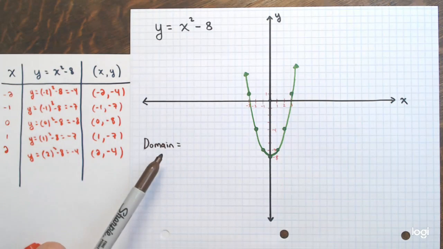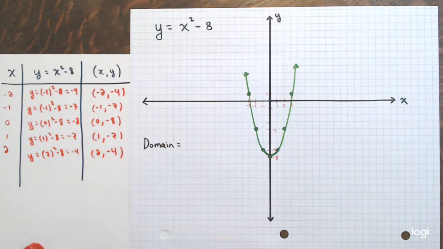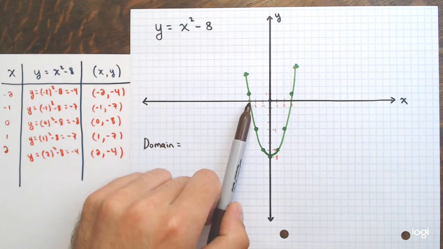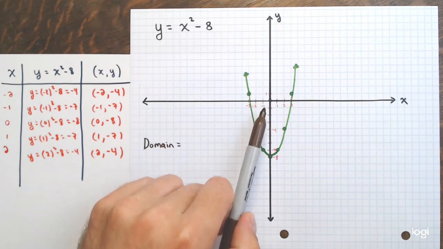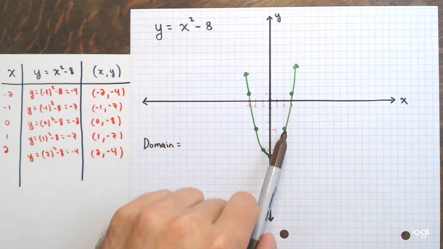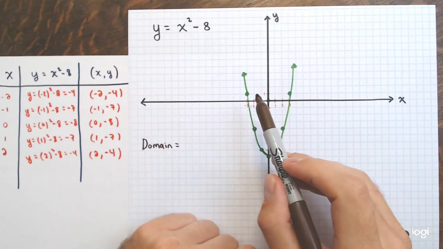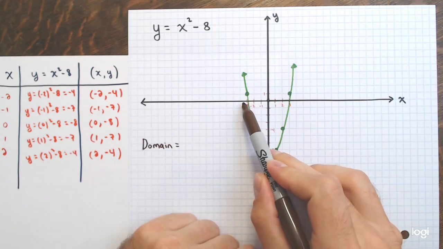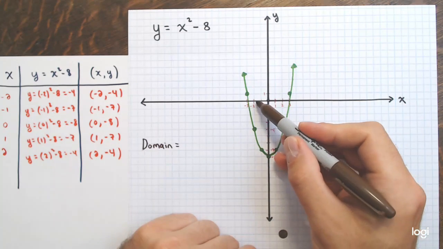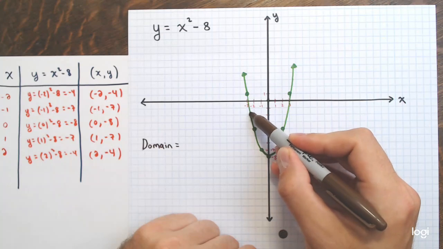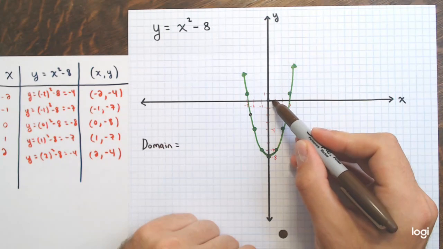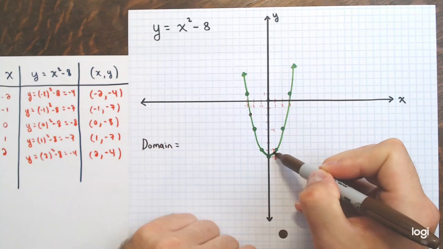So domain, remember you're looking at the x-axis. What values on the x-axis actually correspond to values on the y-axis? What values in the first set actually correspond to values in the second set? So negative 3 is in the domain, negative 2 is, negative 1 is, 0 is, 1 is, 2 is, 3 is, 4 is, 5 is. And hopefully you're seeing that everything in between those is also in the domain. Negative 2.5 corresponds to that point. 3/4 corresponds to some point down here on the graph.